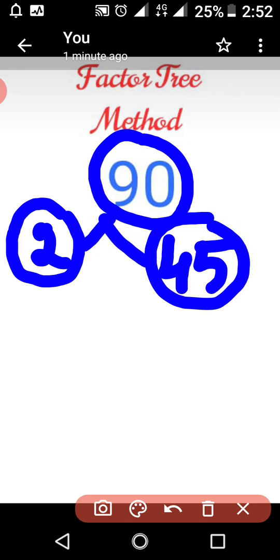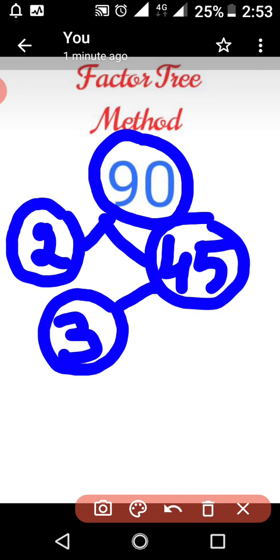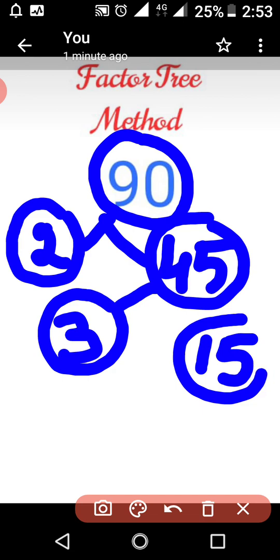Next 45. Again we are going to check for the prime numbers. Does 2 divide 45? No, 45 is not divisible by 2. Then we need to check for the next prime number. After 2, what is the prime number? 3. So it is divisible by 3. 3 how many times? 3 15s are 45.